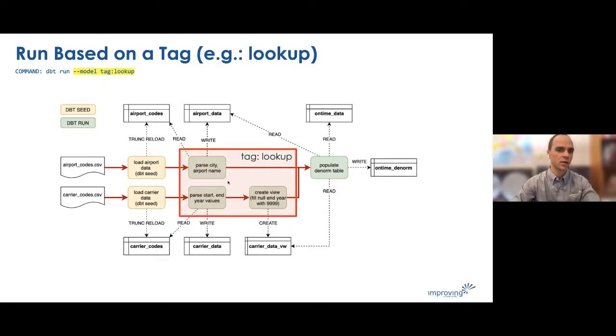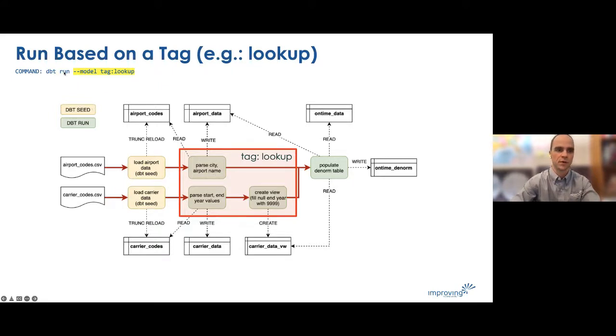Now, what happens if, let's say once a day, or maybe once a month, I get new airport data or carrier data. I want to reload the lookup data, but I don't want to rebuild this denormalization table. Well, that's what tags are for. This allows me to say, I'm only going to run things that are tagged with lookup, and it'll recreate those, but not recreate the underlying pieces, which may or may not be good. But let's see what that looks like.